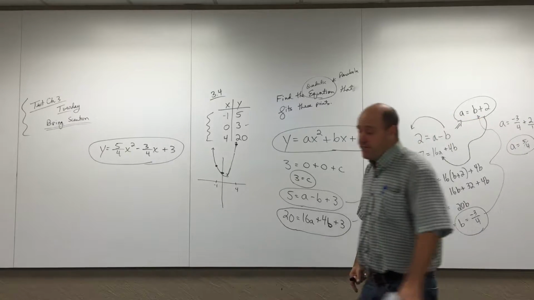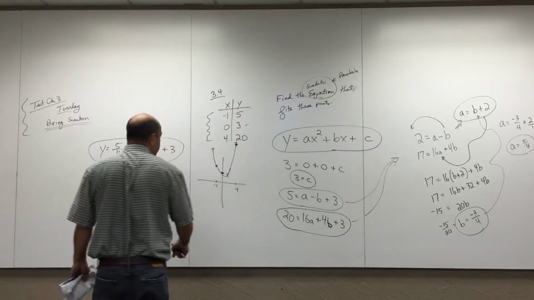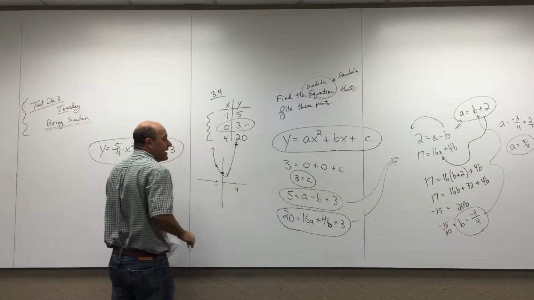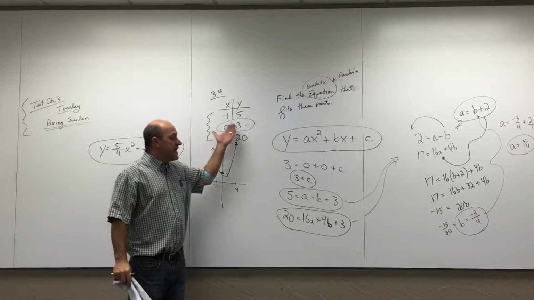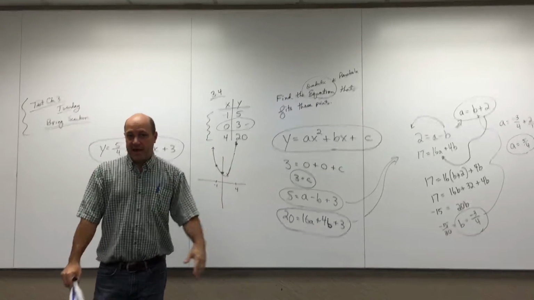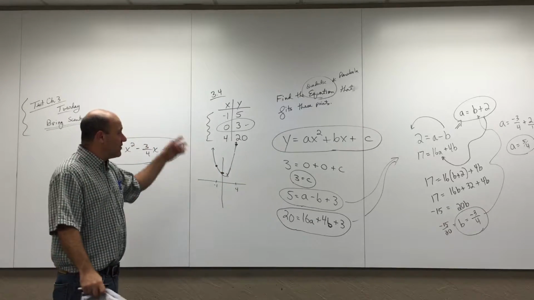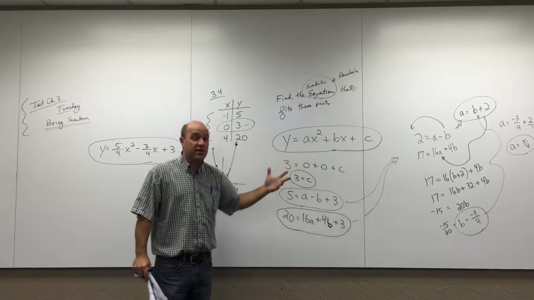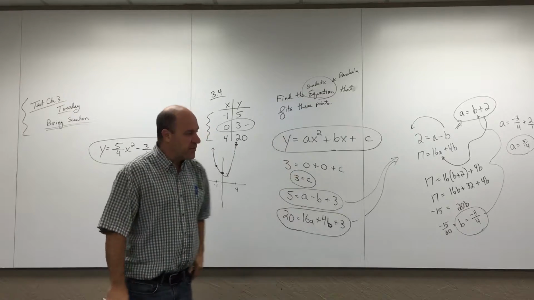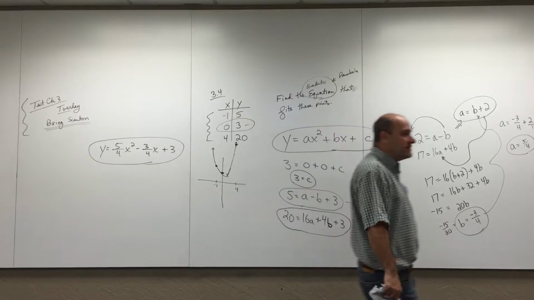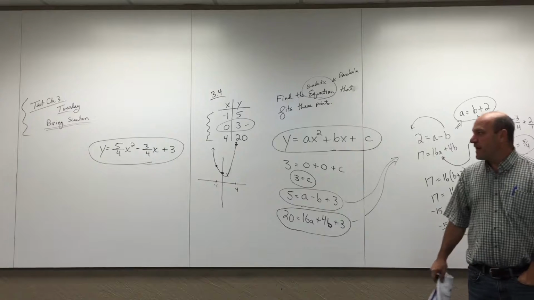It gets tougher if they didn't give me one. This was so nice, because it gave me C right off the bat. And then all I had to do was find A and B, which took some work. If I didn't know C, then I'd have 3 equations, 3 unknowns. It would be a little tougher problem. In fact, we haven't even practiced that. So I don't want to do that to you.